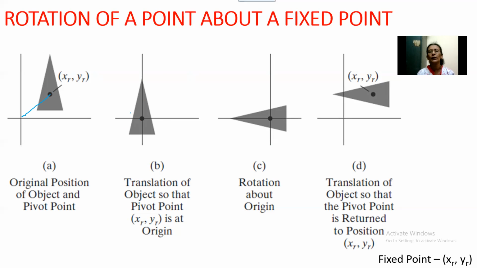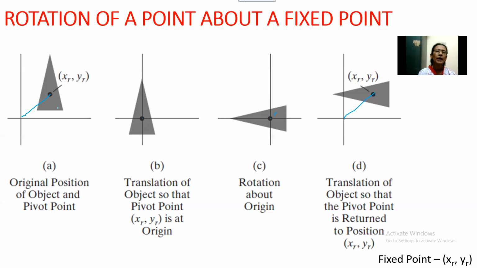Next, what do I do? Now that I have the fixed point at the origin, I know the rotation matrix about the origin, so I can rotate by whatever angle I want, by the angle theta. That is, I can apply R theta. Now next, I shift again. This is not my fixed point, my fixed point is this one. So again I translate this point from the origin back to xr yr.